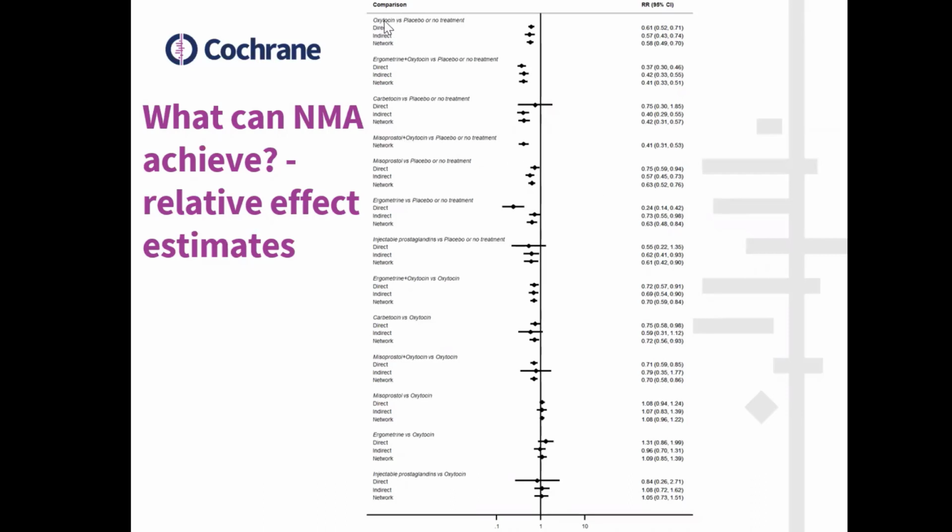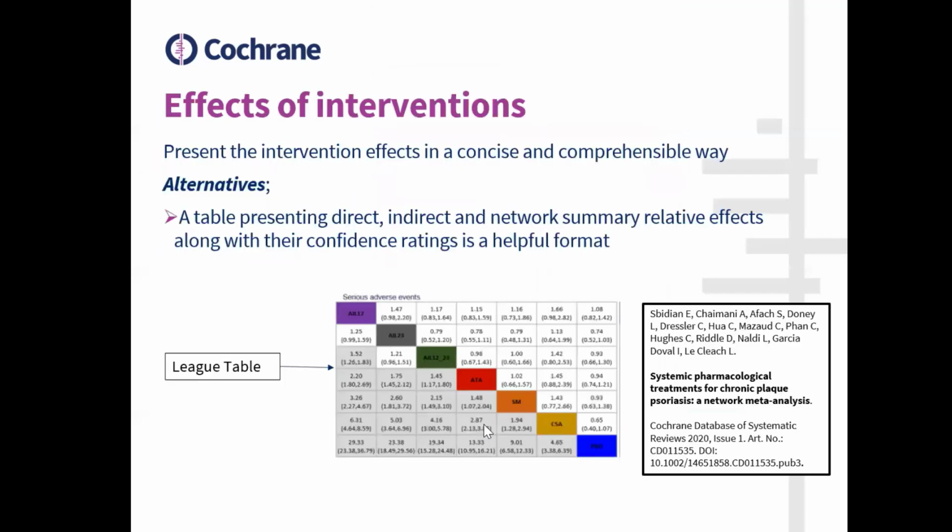So you can see here they've got oxytocin versus placebo or no treatment, and then going down all the different interventions compared to placebo. Then you've got ergometrine plus oxytocin versus oxytocin. So you've got the different comparators in here as well. So you can see whether you prefer to present it as a forest plot like this or as a league table like this.